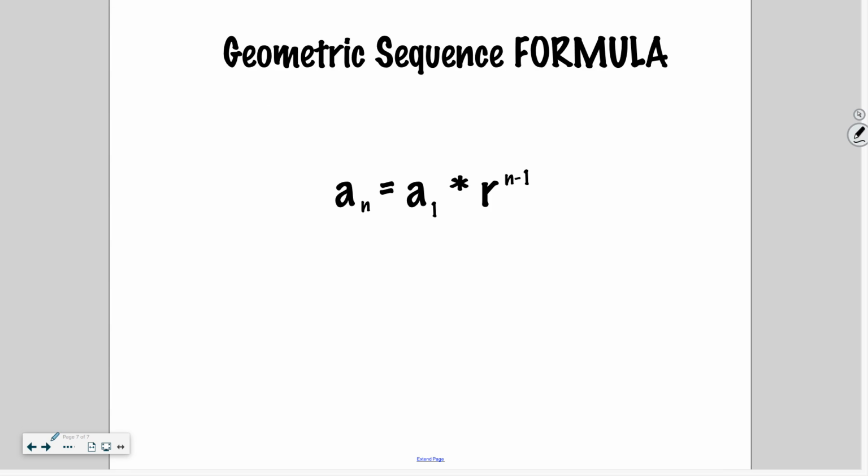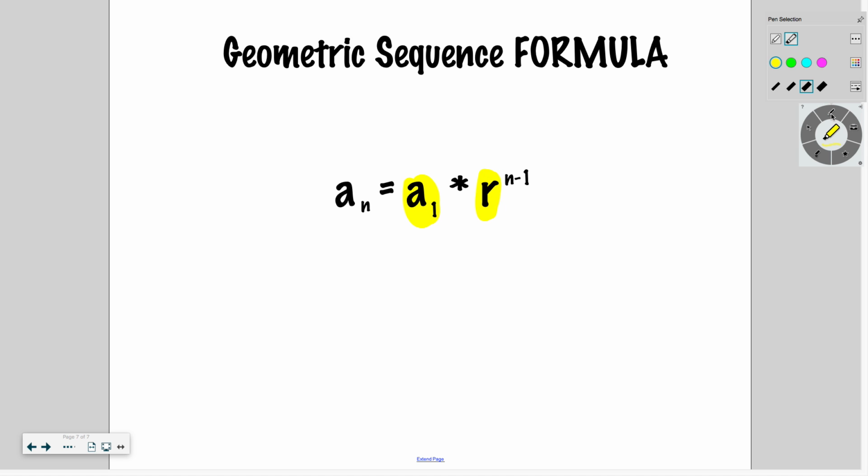So what that means is the geometric sequence formula is a_n equals a_1 times r to the n minus 1. So the two things that need to get swapped out are a_1 and r.